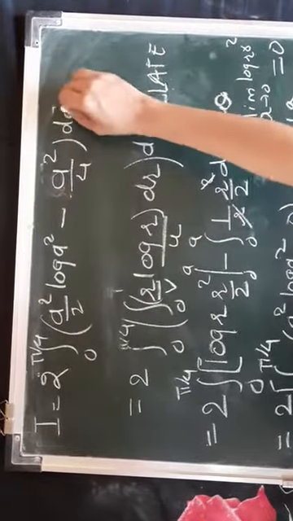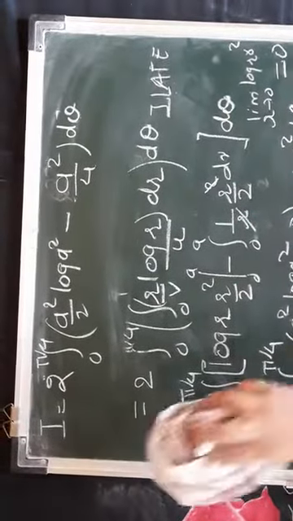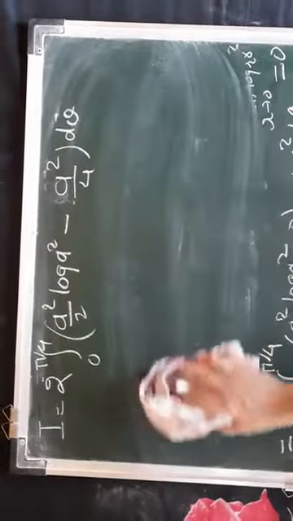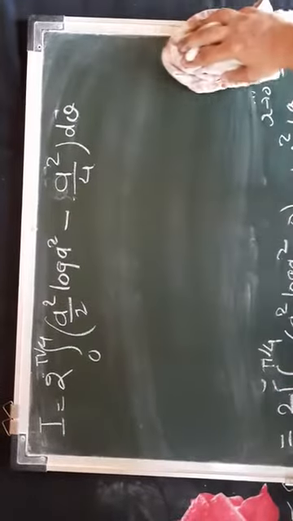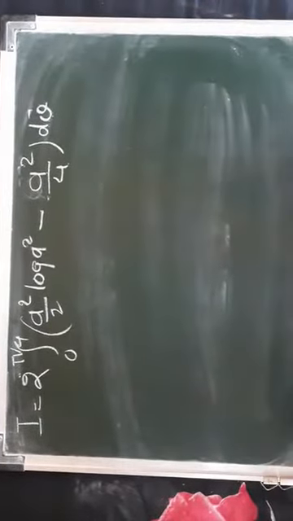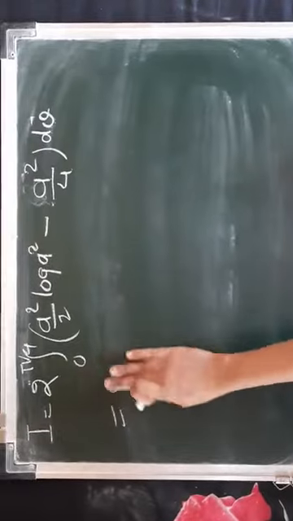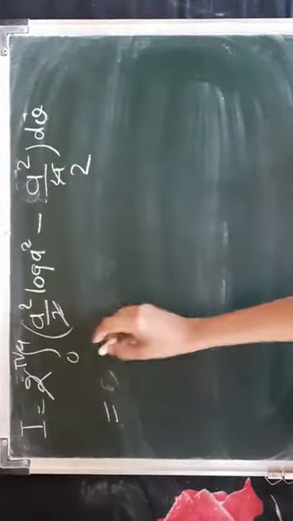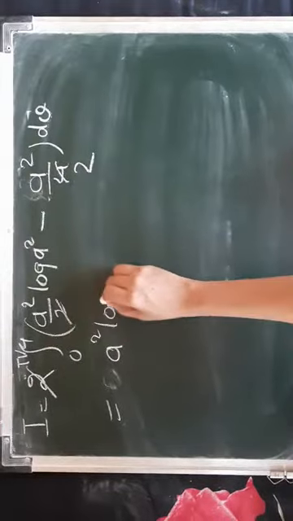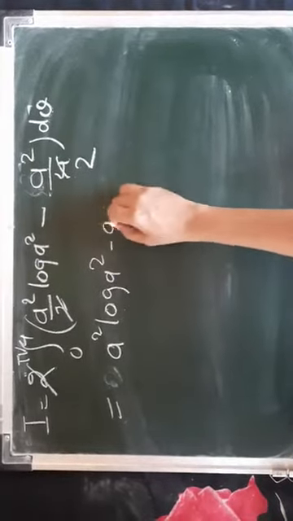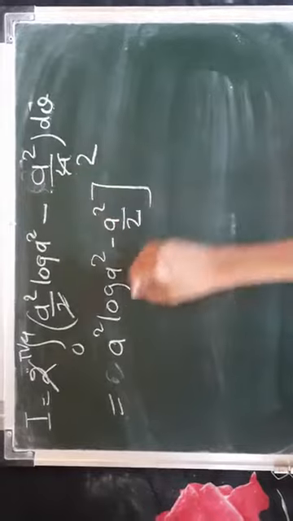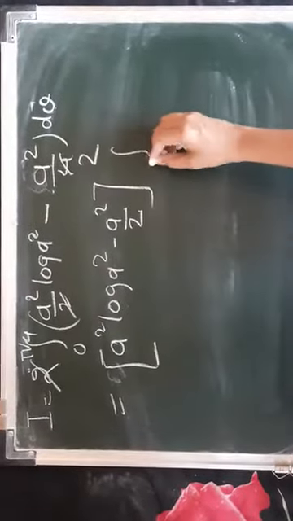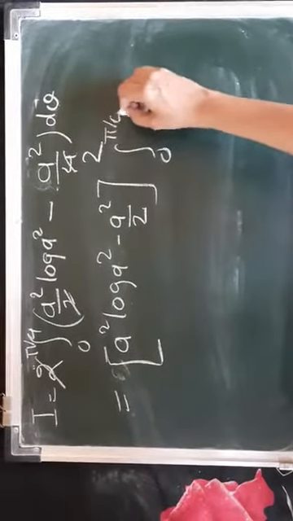Now this value which I have got after integrating with respect to r is not depending on theta. Therefore directly the integration value of this term will be 2 times, I'll cancel out this 2 throughout, so it is 2, 2, and this will become 2. So a square into log of a square is constant, minus a square by 2 is also constant, so it comes outside the integration, and what remains inside is 0 to pi by 4 d theta.